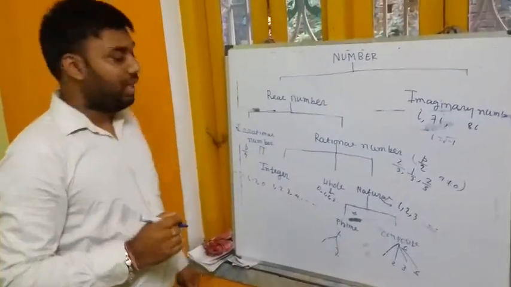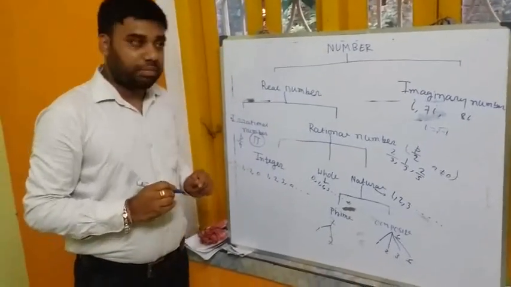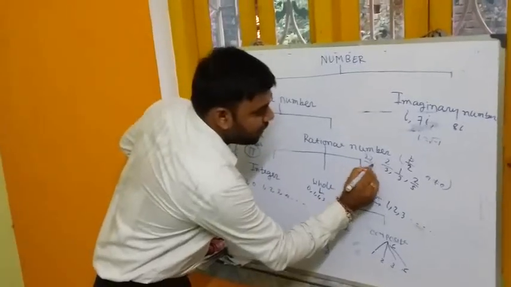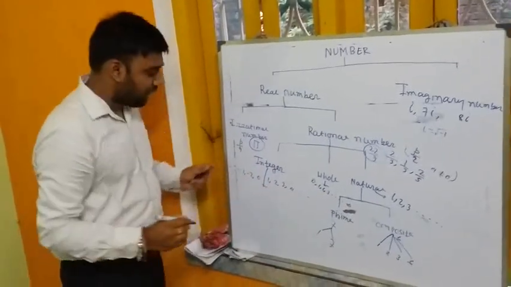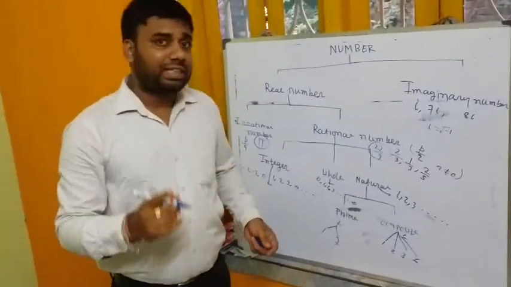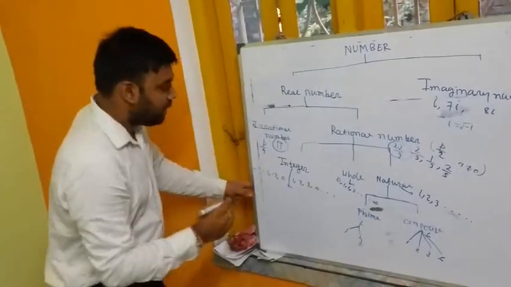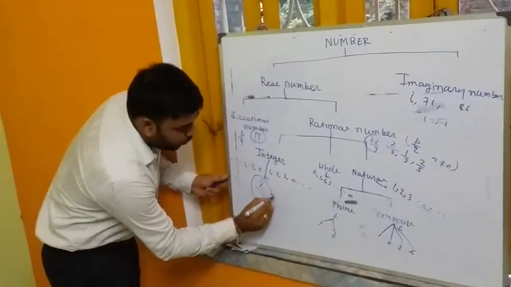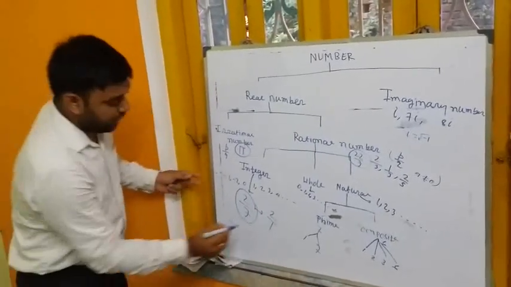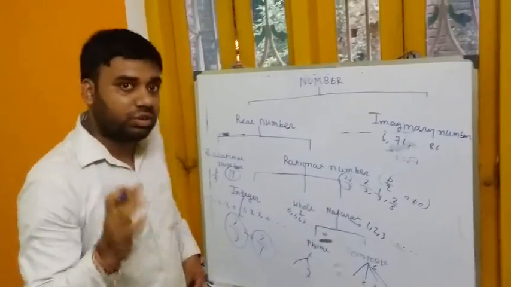And one thing you must remember, that pi is an irrational number, but 22 by 7 is a rational number. And integer is a special type of rational number whose denominator is always 1. 2 by 7 is a rational number, but it is not an integer. 2 by 1 is an integer. Know that if any rational number has denominator 1, that is an integer.